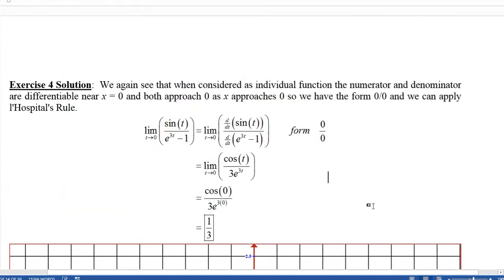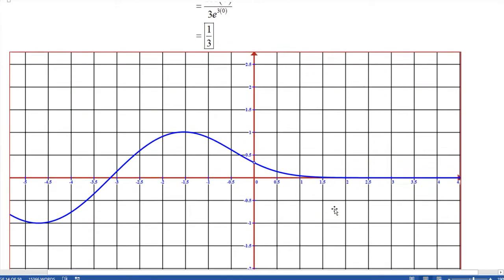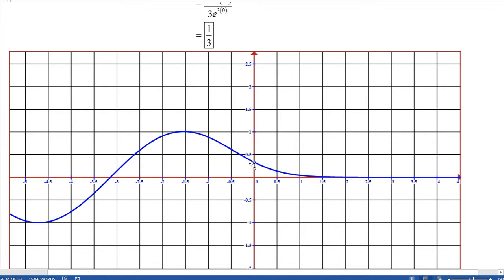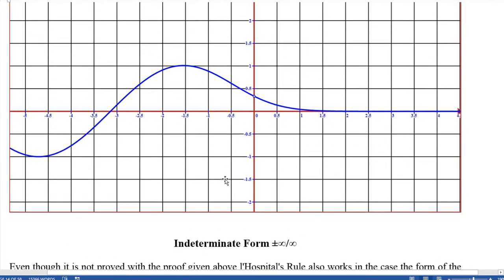There we go. All right, well now we can actually plug in 0 because what we have left here is a continuous function. Cosine of 0 is 1. 3 times 0 is 0. E to the 0 is 1. 1 times 3 is 3. So we get a 1 in the numerator, 3 in the denominator. That is 1/3. And so this tells us the point 0, 1/3 should be a hole in the graph. And sure enough, right there it is. So if I zoomed in kind of close here on a portion of the graph, we see that.